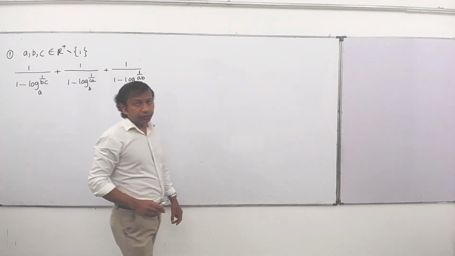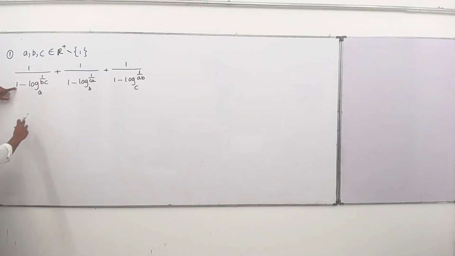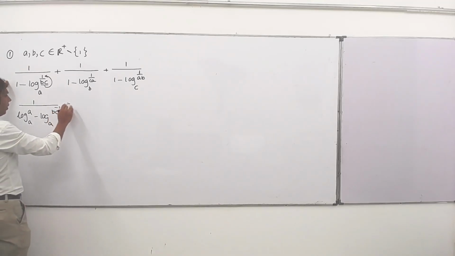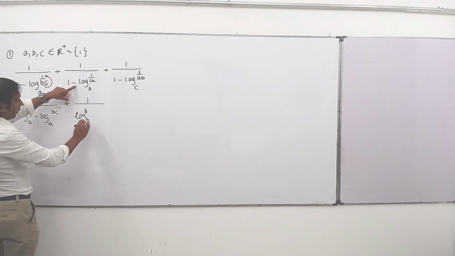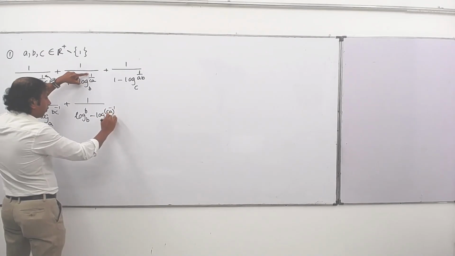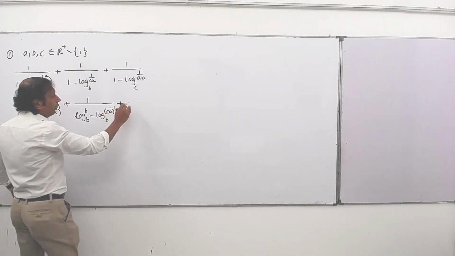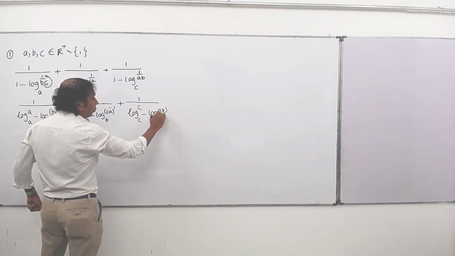This first term we can write like this: log A to the base A minus log of BC, this BC product, from here I take to numerator, then that will be BC to the power minus 1, base A. Similarly, I can write this 1 as log B to the base B, because this is 1, no? And minus log base B of CA, I can take to numerator, CA to the power minus 1. Like this. And 1 over log C to the base C minus log base C of AB to the power minus 1, like this.